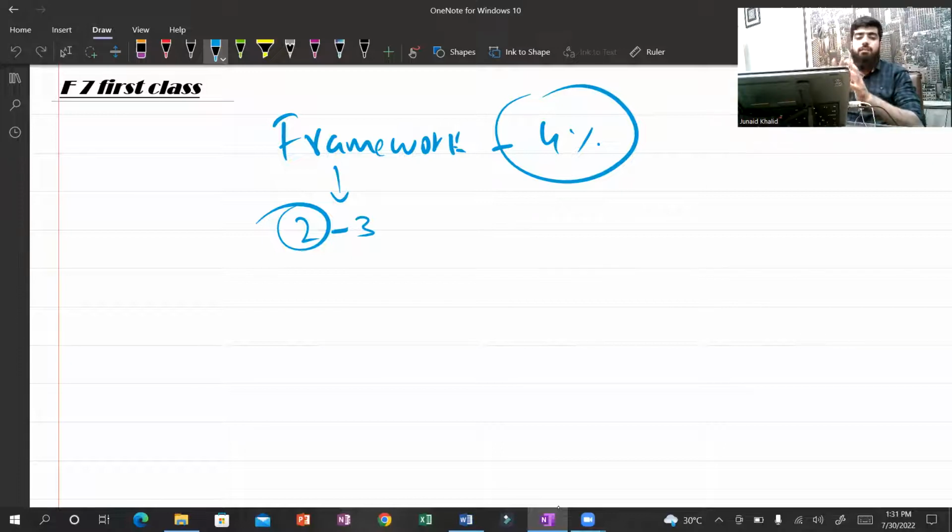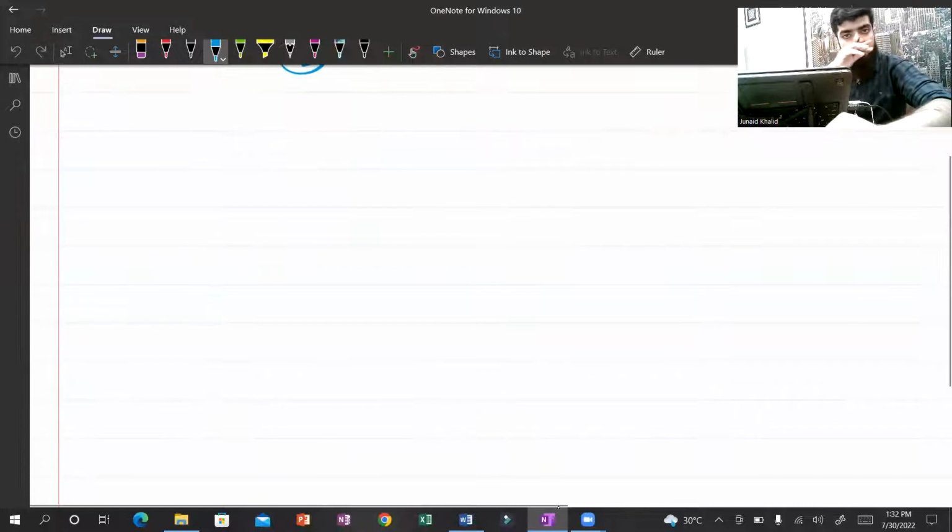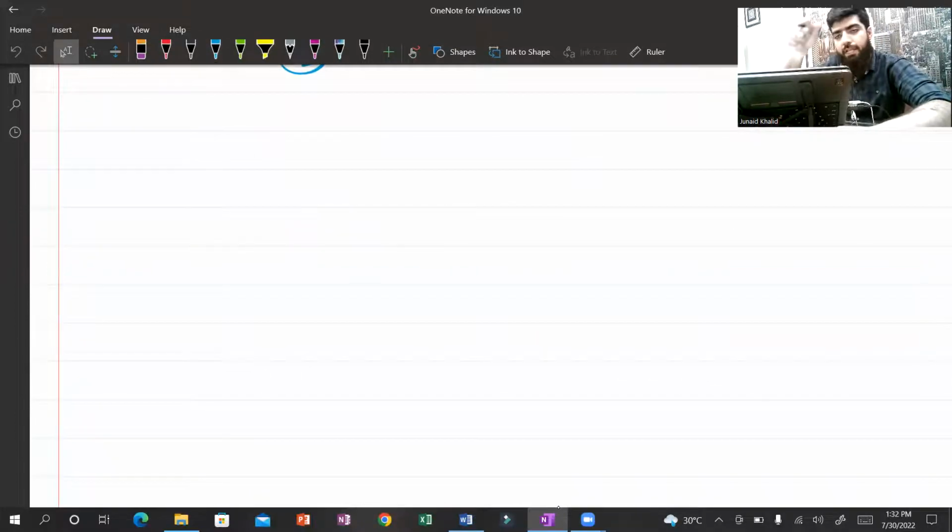So, starting with the framework, I just discussed the importance of this standard from the paper point of view. Not that important, but yes, two MCQs if tested means 4% of the paper. Let's start with the standard. First of all, I will discuss the scope of this standard, what we are going to discuss in it, and then we'll dig out each and every area.